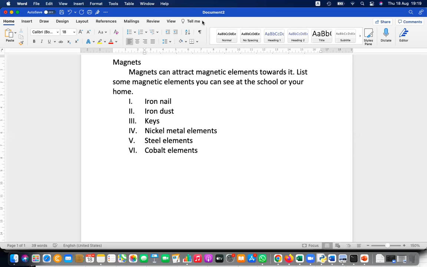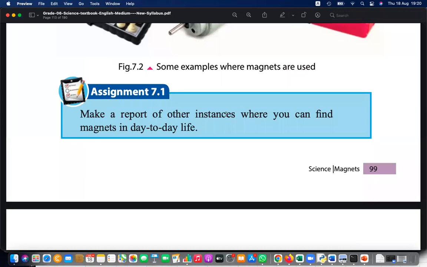So these iron, nickel, steel, cobalt, ferrite, these are mainly steel, right? These are mainly magnetic elements. Okay, so let's move to the book back again.